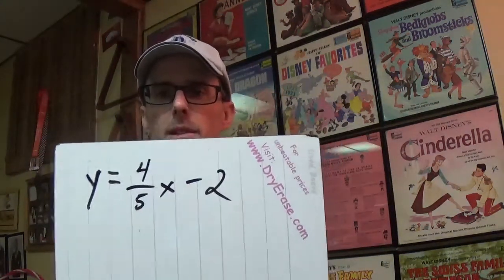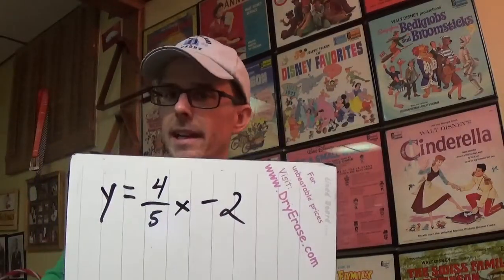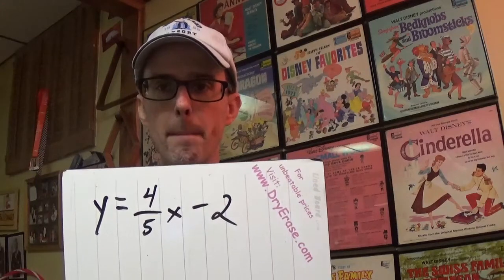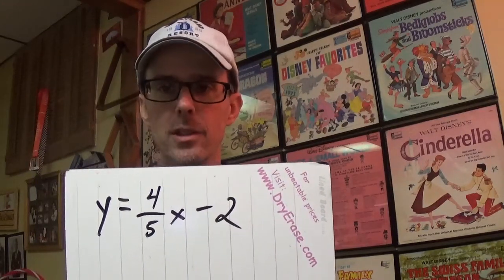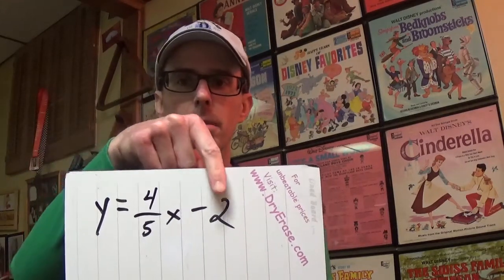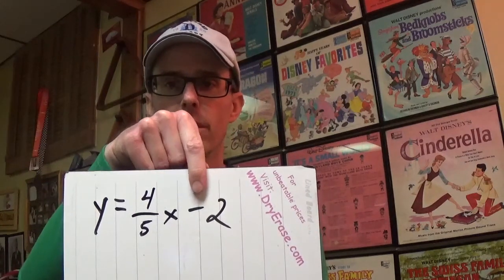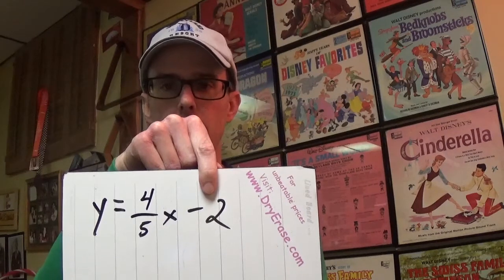There we go. All right, so let's jump right into this. I want to try to graph y is equal to 4/5 x minus 2. So just like that, you should be able to tell me what's the slope. That's right, it's 4/5. What's the y-intercept? You betcha it's -2. Remember, whatever symbol is in front of a number goes with that number.